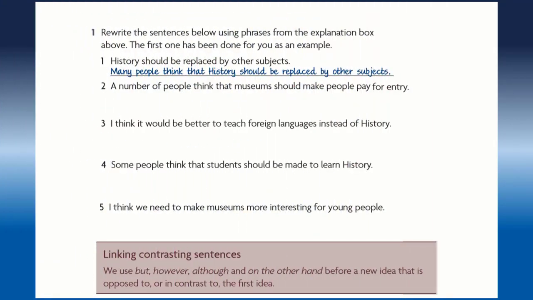Number 1. Rewrite the sentences below using phrases from the explanation box that we studied a few moments ago. The first one has been done for you as an example. Number 1. History should be replaced by other subjects. You can rewrite the same sentence like this. Many people think that history should be replaced by other subjects. You can now pause the video and go back to the box that you have just seen a short while ago. Look at the phrases and rewrite sentence number 2, 3, 4 and 5 using the same phrases. When you are done, you can come back and check your answers.